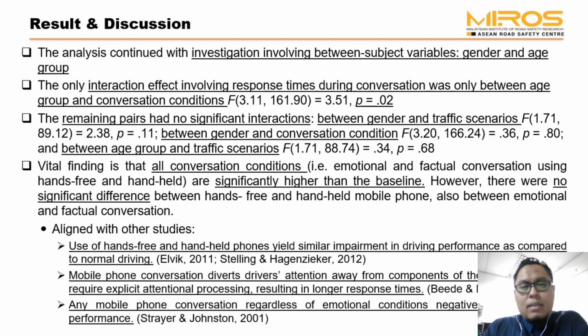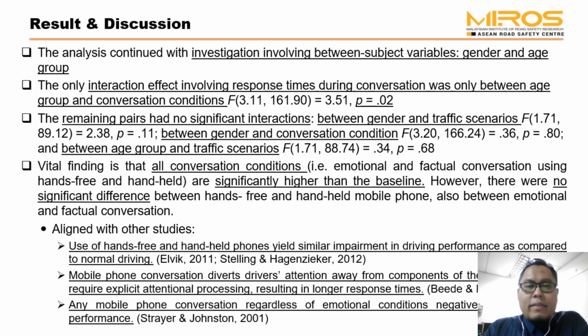The important finding is that all conversation conditions, emotional and factual, using hands-free and handheld, are significantly higher than the baseline. However, there were no significant differences between the hands-free and the handheld mobile phones, or between the emotional and factual conversations. These findings are aligned with other studies whereby the use of hands-free and handheld mobile phones yields a similar impairment in driving performance compared to normal driving, according to Elvik 2011 and Stelling and Hagenzieker 2012.